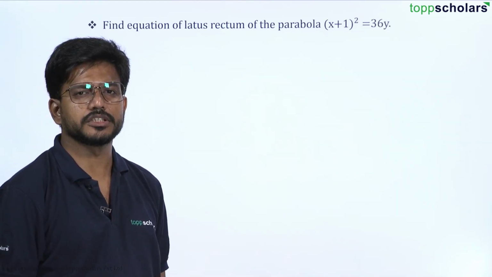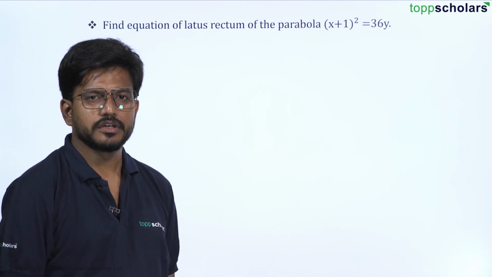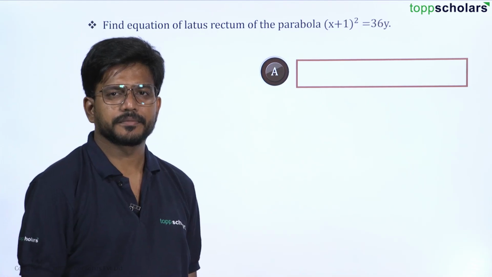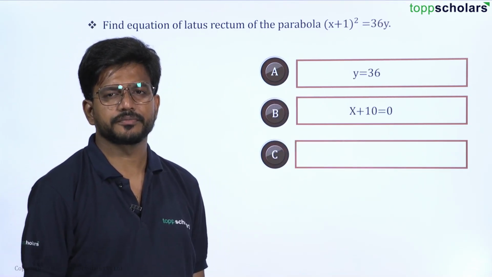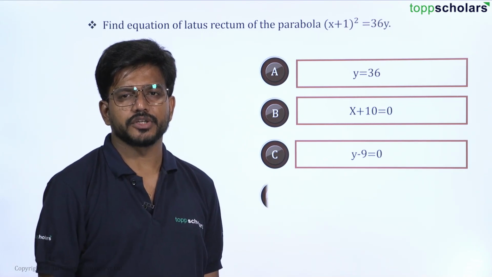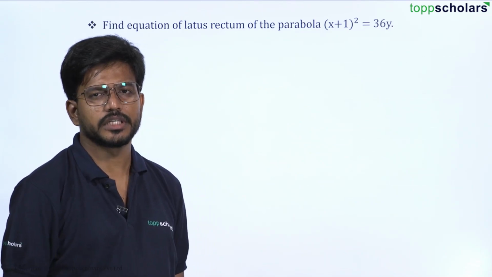So the next question is, find the equation of latus rectum of the parabola. Parabola is given this. And the options are y equal to 36, x plus 10 equals 0, y minus 9 equals 0 and x minus 36 equals 0. Let us see the solution.